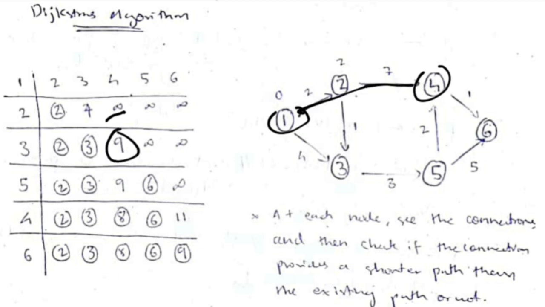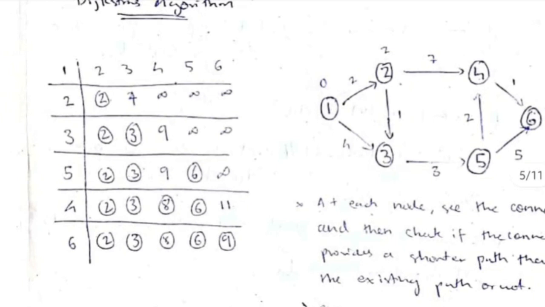Okay, so I'll be writing 9 here. Understood the first two? The same thing we'll be doing for the rest also. See here, in the third one, choose the least among all of these. You have to not select 2 because it's already selected. Then the remaining ones: 3, 9, infinity, infinity.